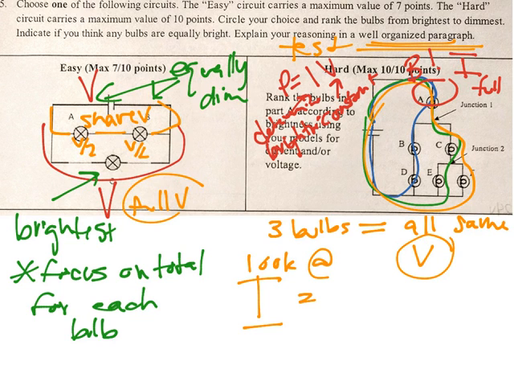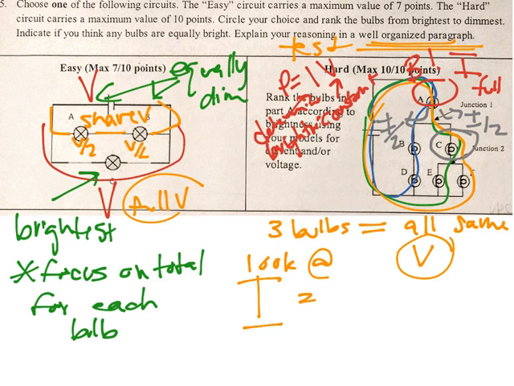Alright, then we go look. So, on a very easy level, and this would probably get 9 out of your 10 points, is if you said B, D, and C were all the same, because you can see that your current goes 2 different ways, so they must get about half the current. However, notice when you draw your loops, where do you have more loops?